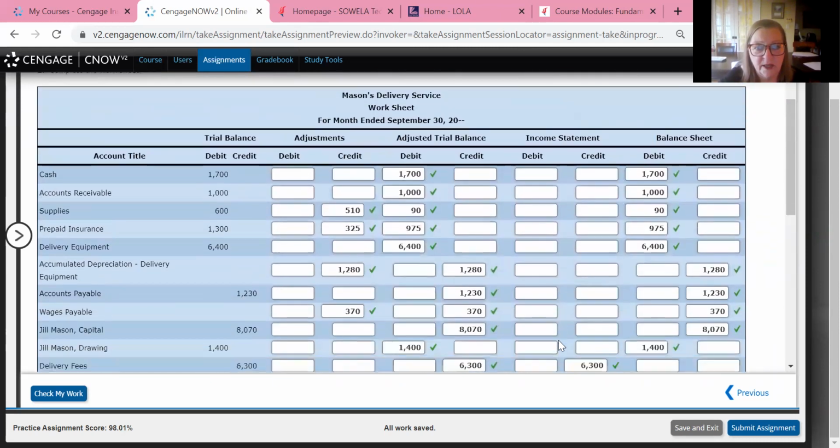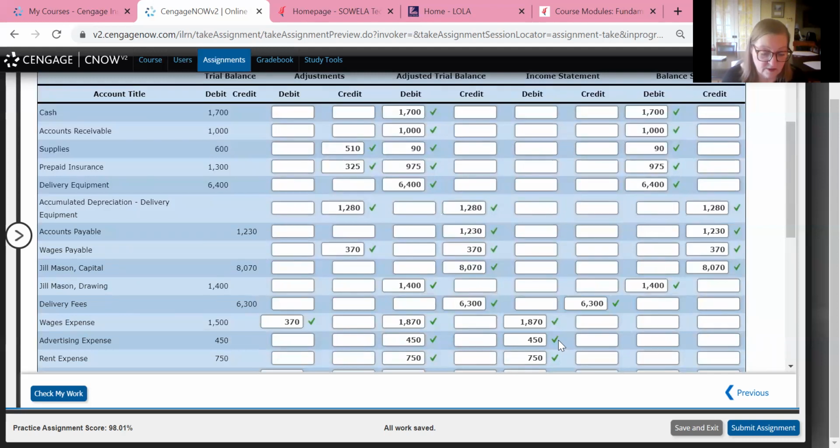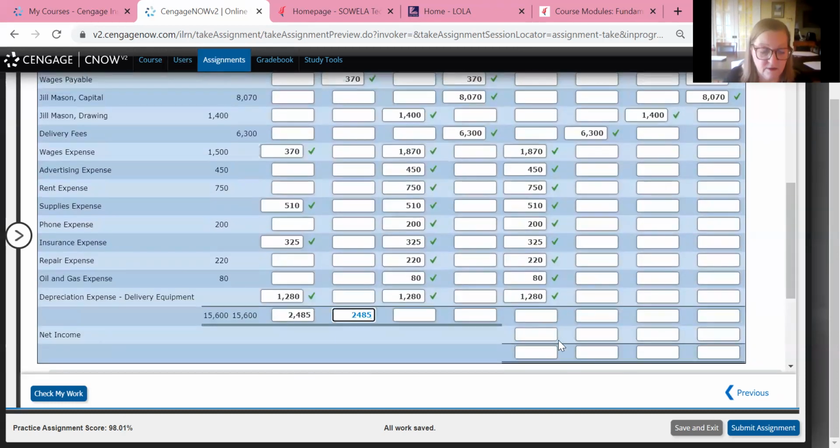Now let's look at the adjusted trial balance columns. We're going to add those up. 1,700 plus 1,000, plus 90, plus 975, plus 6,400, plus 1,400, plus 1870, plus 450, plus 750, plus 510, plus 200, plus 325, plus 220, plus 80, plus 1280. Now we hold our breath and see if the other side comes to the same number. 17,250 is what I got so far.